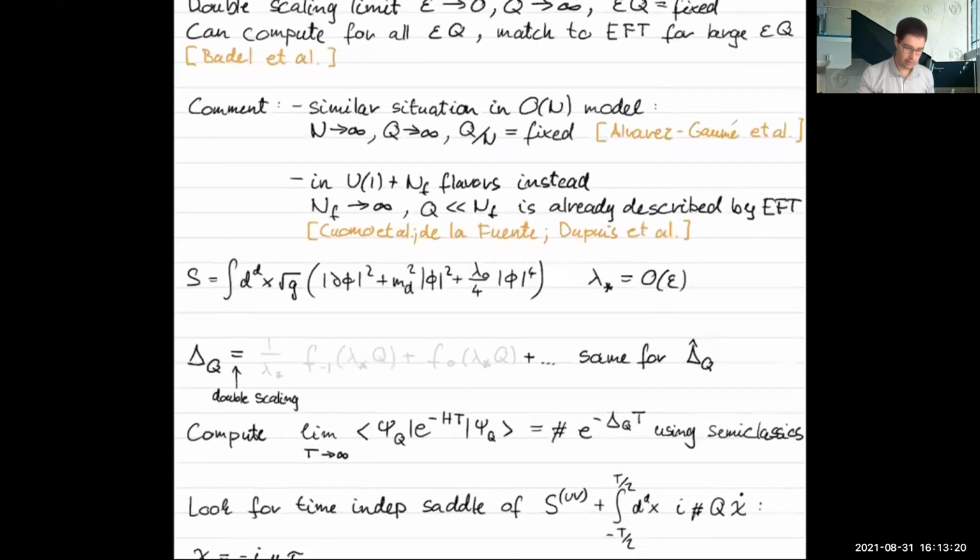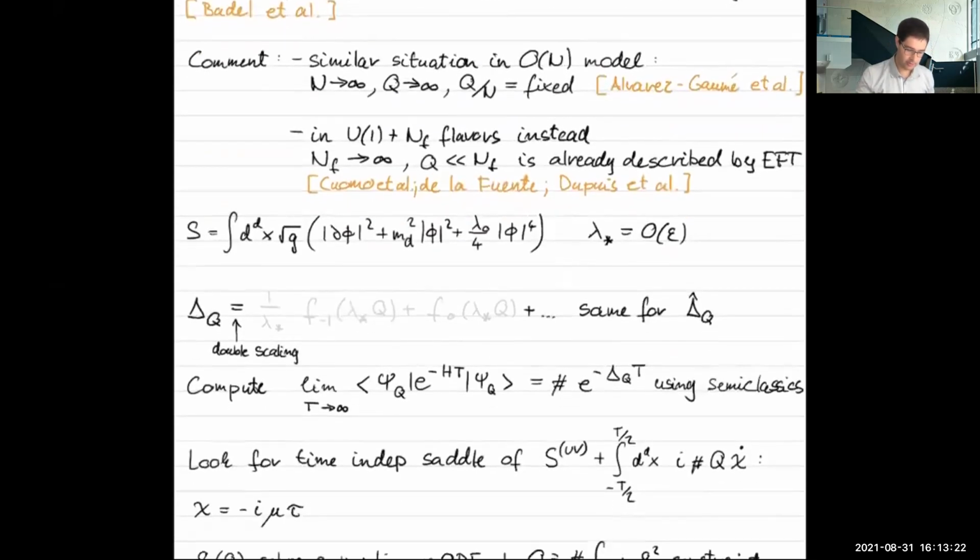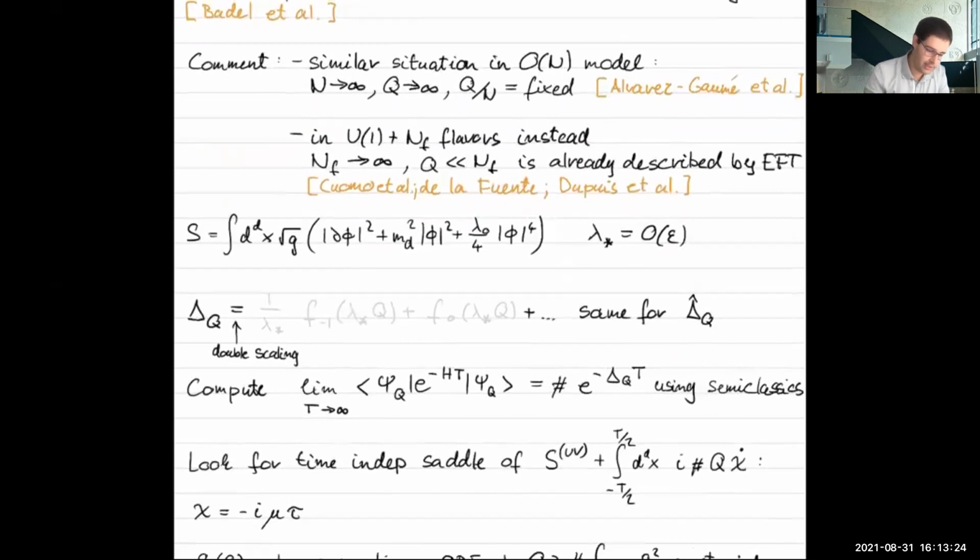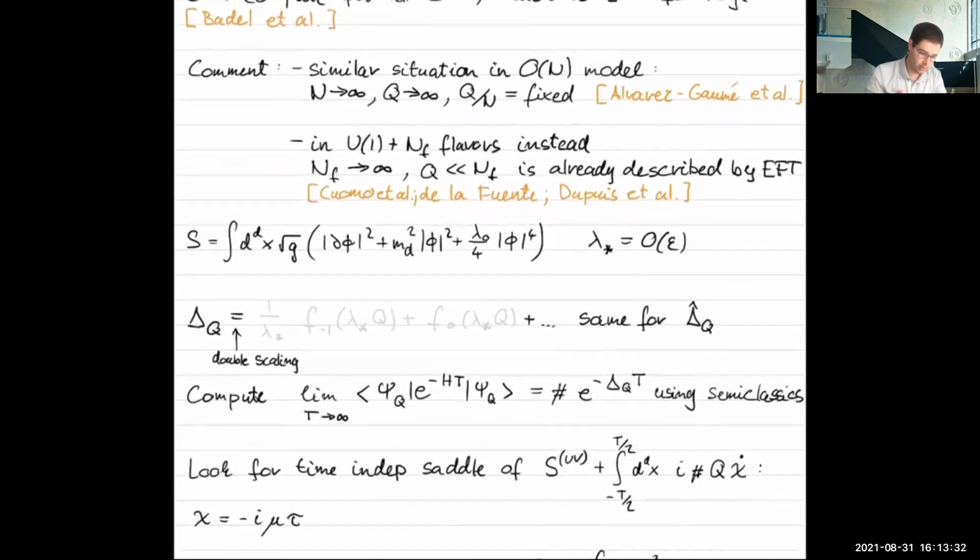Okay, so let me just very quickly go through these checks that we've done, since it's a very nice confirmation of the picture. What one does here is obtain these scaling dimensions in the double scaling limit.